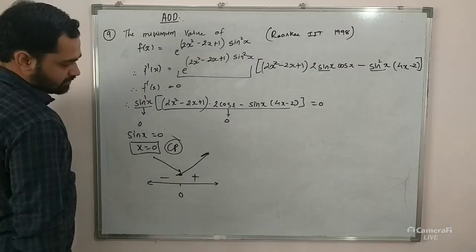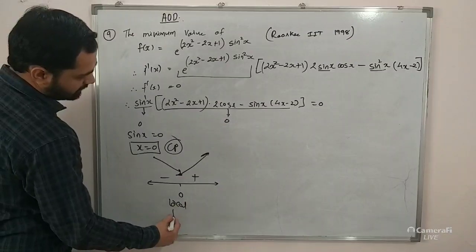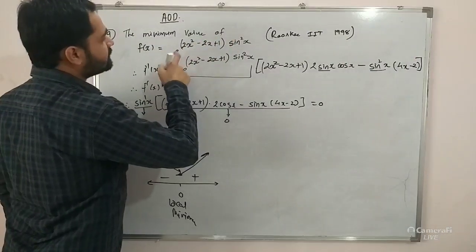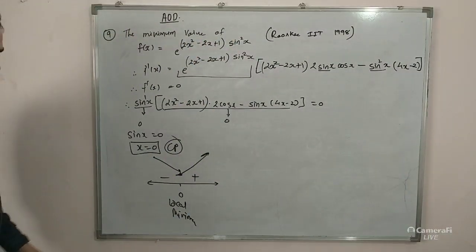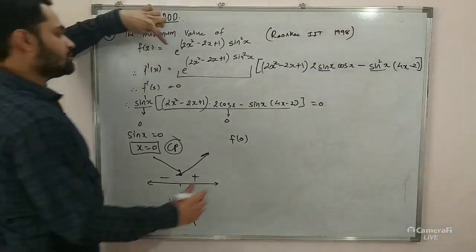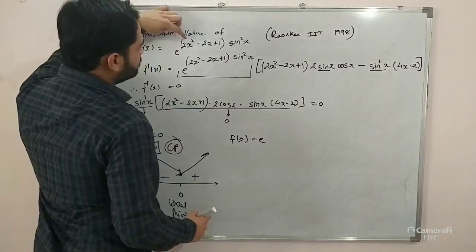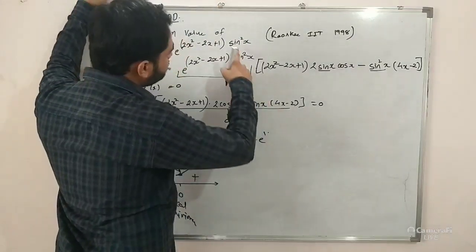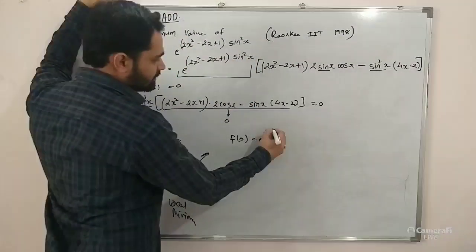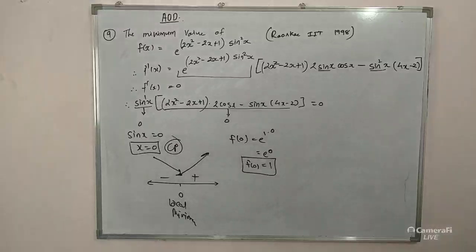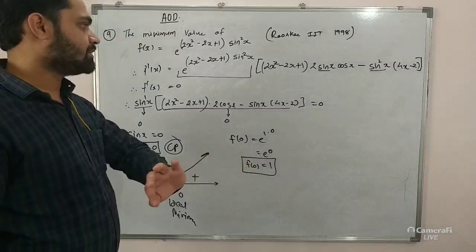So x is equal to 0 is which point? It is the local minima point, it is a local minima point, and we want the minimum value of this function, minimum value of these functions, right? So what is the minimum value of the function, f of 0? Substituting x is equal to 0, we will get here e raised to 2 into 0 is 0, this is also 0, e raised to 1 into sin square 0, sin square 0 is 0, so it is e raised to 0, and e raised to 0 is equal to 1. So minimum value of the function is 1, so answer for this question is 1, right? f of 0 is equal to 1.